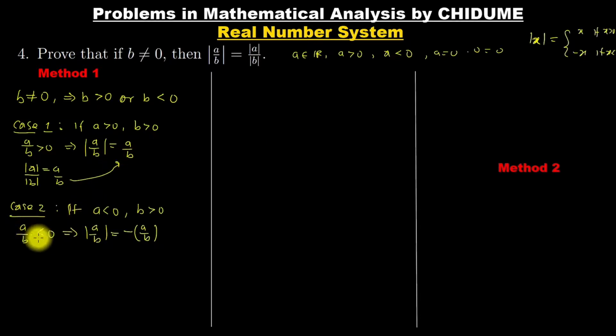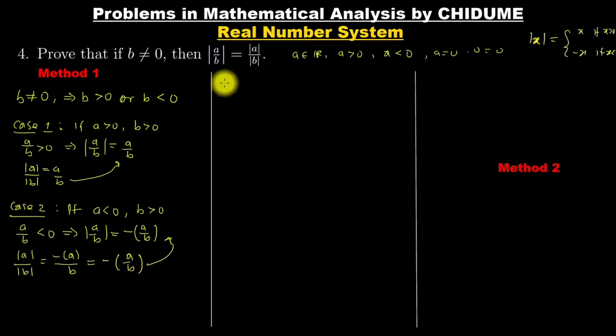So if a over b is negative, definitely the absolute value of a over b is going to be negative of a over b. Got it? So again, what will now happen to the absolute value of a over the absolute value of b? The absolute value of a, because a is negative, will be negative a, and because b is positive, will just be b. So I can write this as negative of a over b, which is still correct.